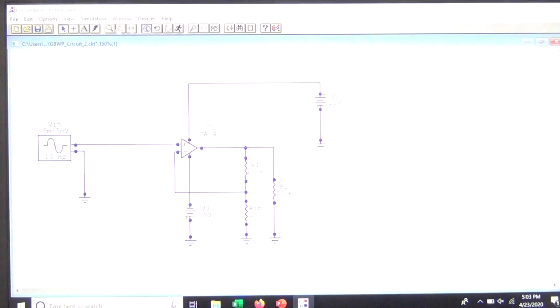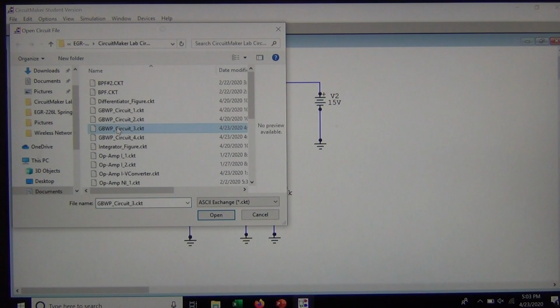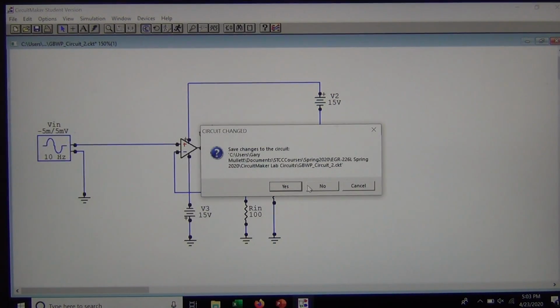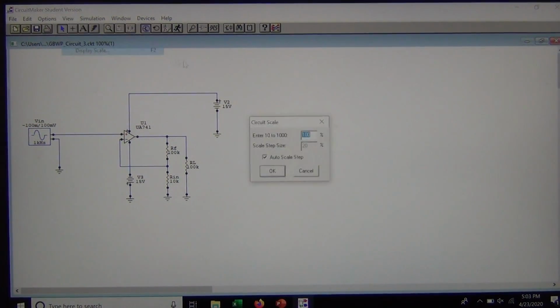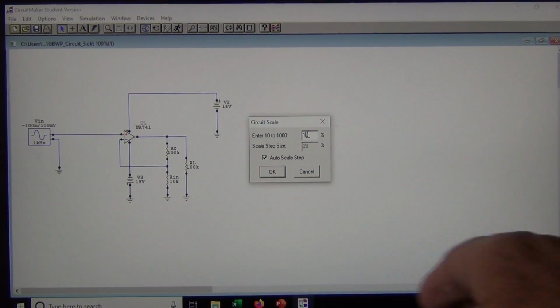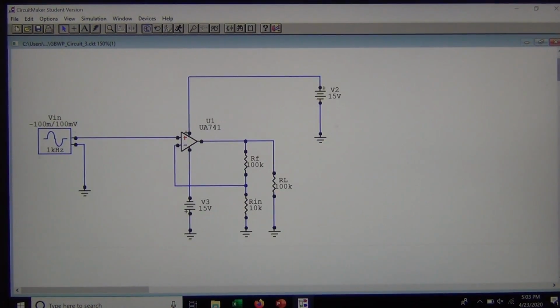Okay, I'll stop that, and we'll load the third circuit here. And I'll blow this guy up again like all the rest of them. And there we are. Now this one, you might notice I've changed the input back to 200 millivolts peak to peak, because we have a gain now of 100K over 10K, which is about 10. And let's run this.